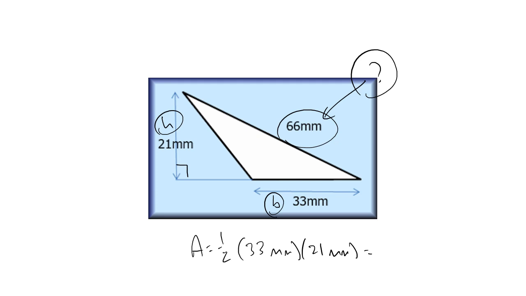Or that they would do the area is 1/2 times 33 times 66. That they think that the base and the height have to be sides of the triangle, and the 21 is not the length of a side of the triangle.